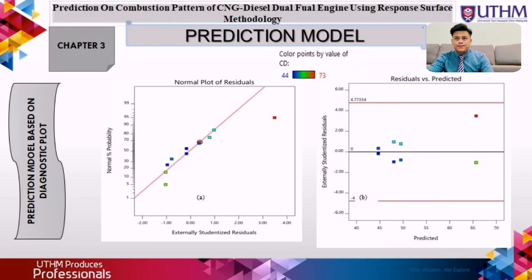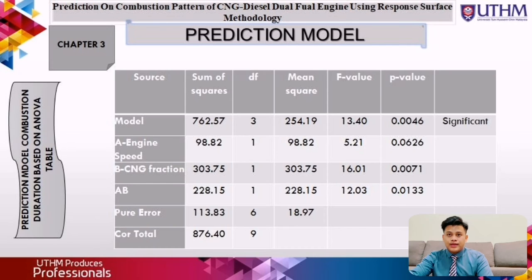The last response is combustion duration. This is the diagnostic plot for the CD model. The normality of residuals follows a straight line also, indicating that the residuals are normally distributed. The second prediction model is based on the ANOVA table. As we can see, the model F value of 13.04 implies the model is significant.